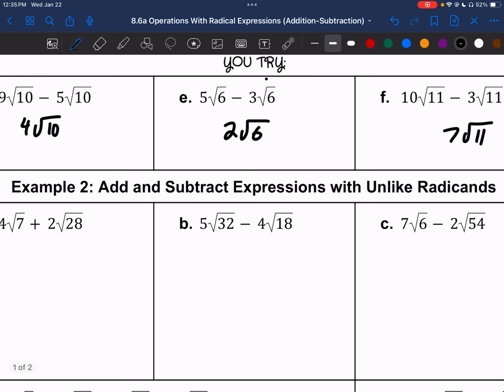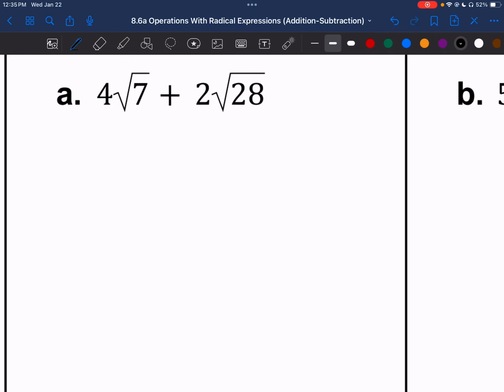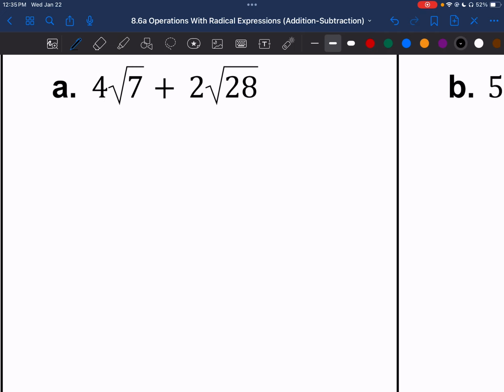Now, example 2 is adding and subtracting when we have unlike radicands. So here, what we need to do first is get them to have the same radicand. So that means we need to simplify one of them, or maybe both.